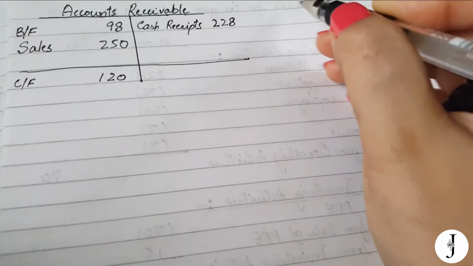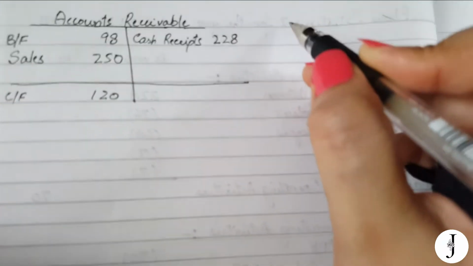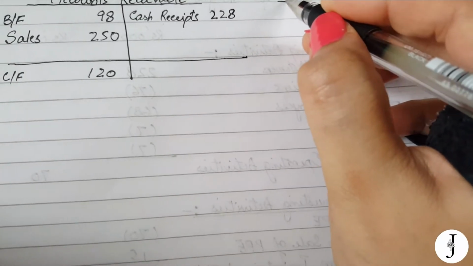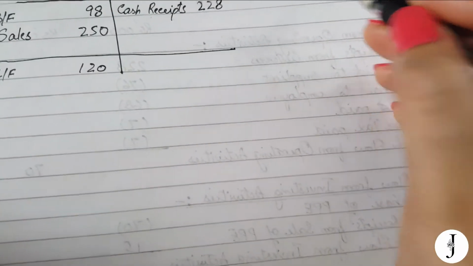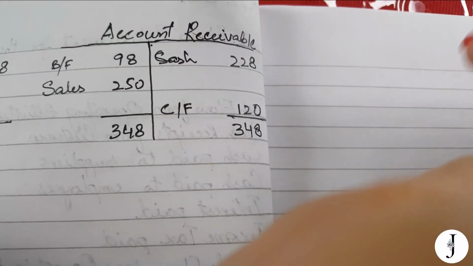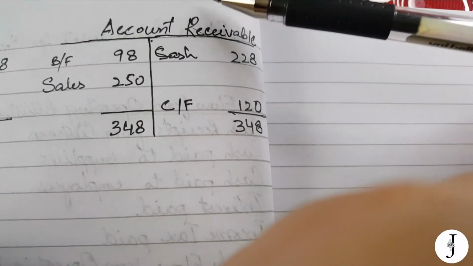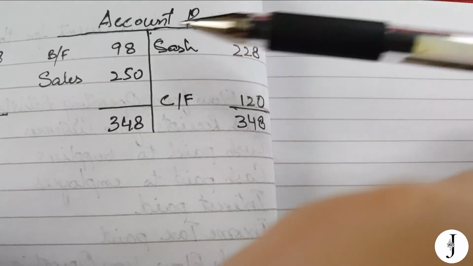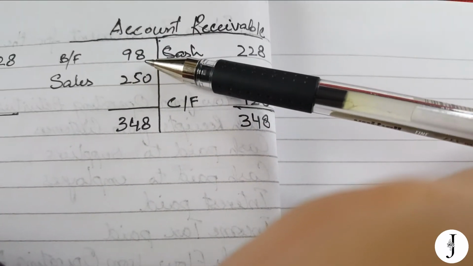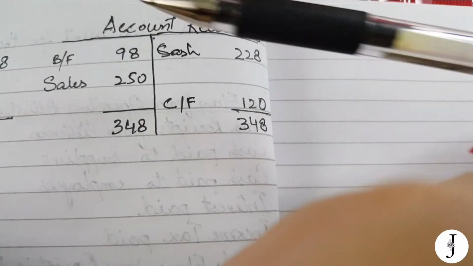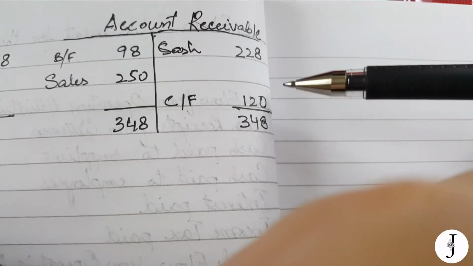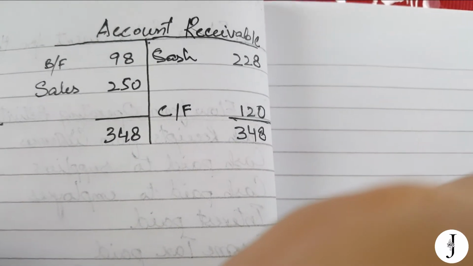So let me explain to you how I have arrived at this 228 figure, because I think in my last video the T account I made was a little bit different. So let me do it. So guys, this is how you write a T account. Accounts receivable, here is the opening balance of accounts receivable and here is the closing balance of accounts receivable. These two figures are given to us in the balance sheet. I will show you.